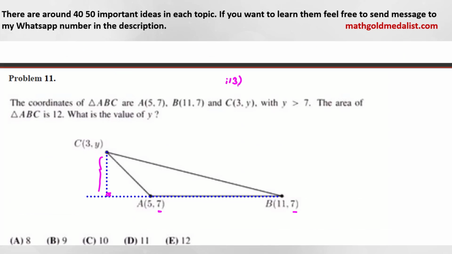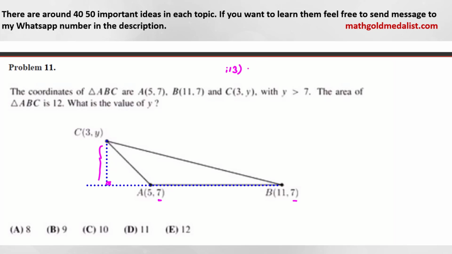For finding the area of, for example, a general polygon, you can use the shoelace theorem, or shoelace formula. If you want to know how to apply this, or want to learn other ideas, as I said before, feel free to send a message to my WhatsApp number in the description.